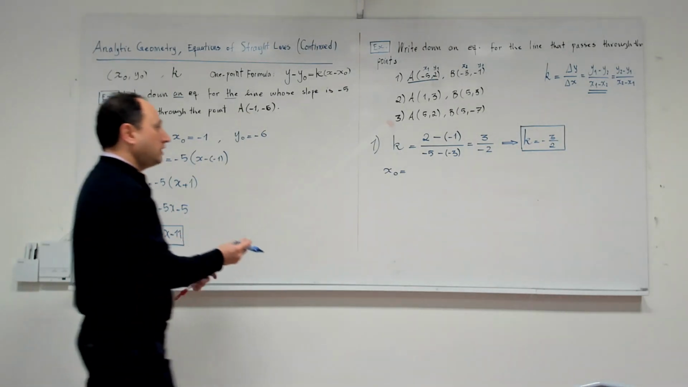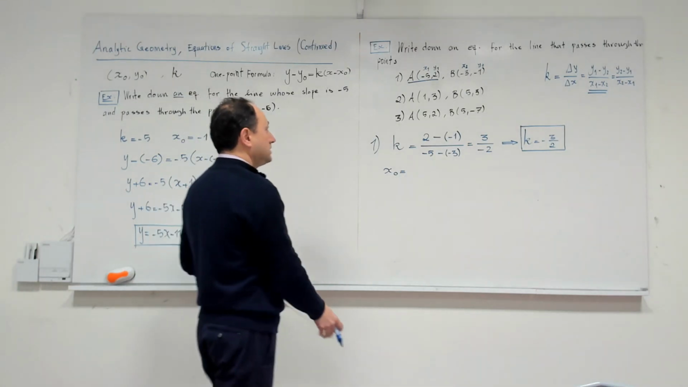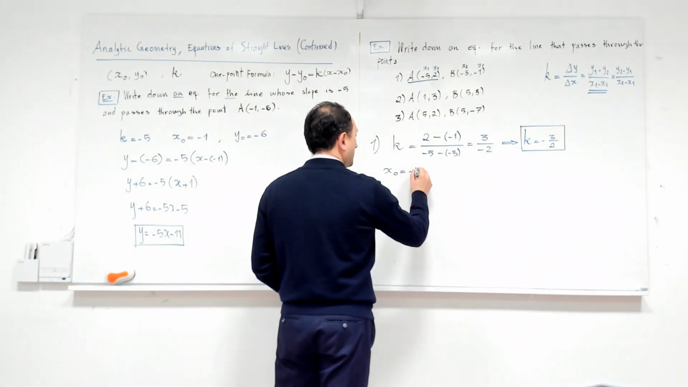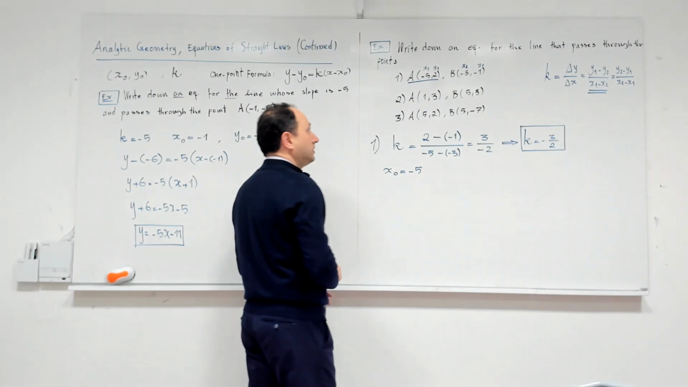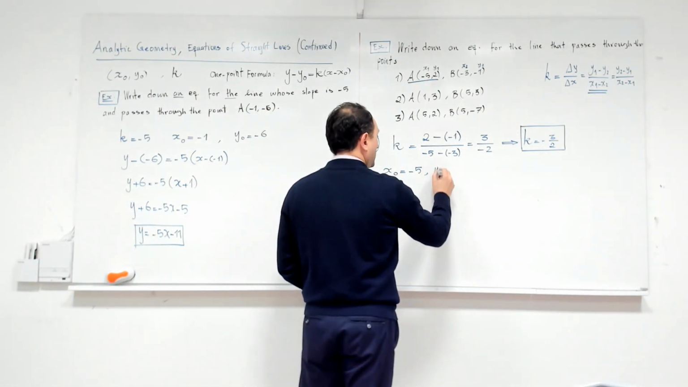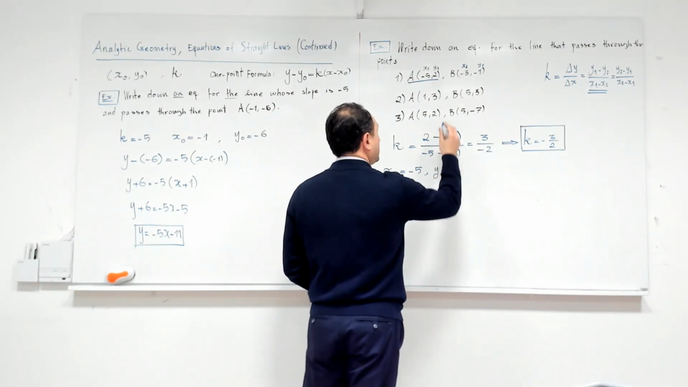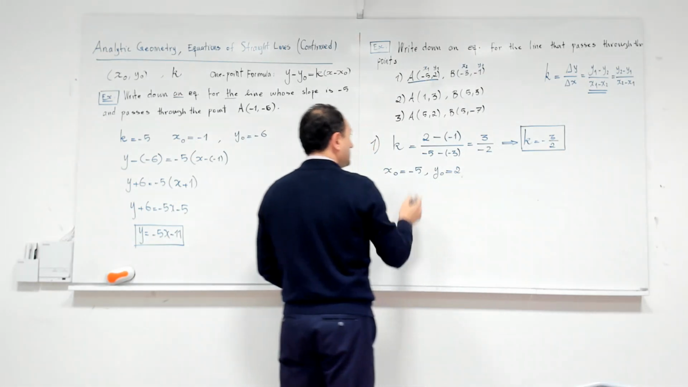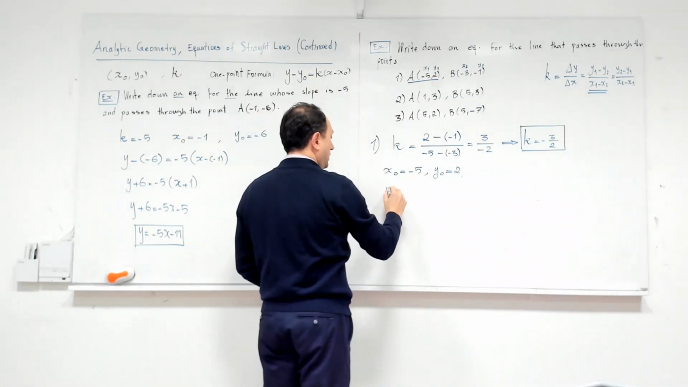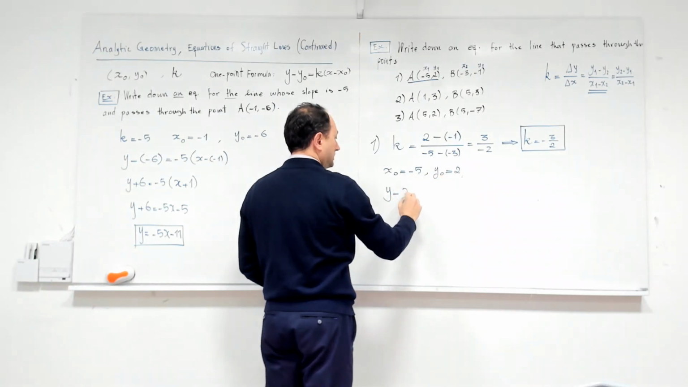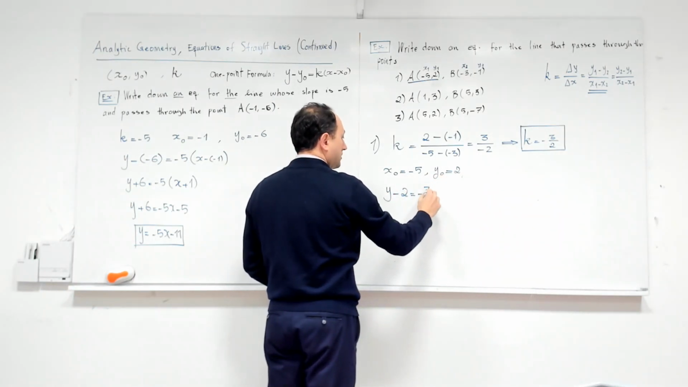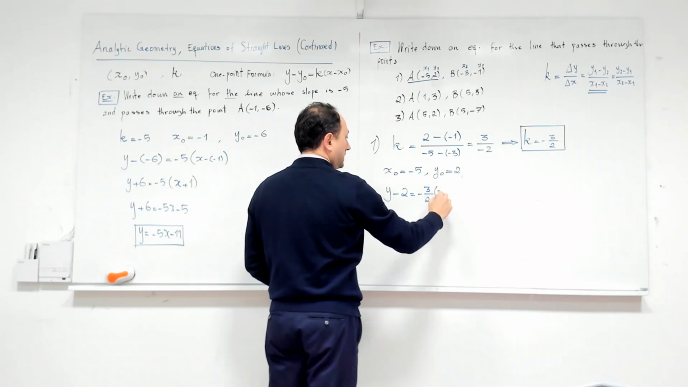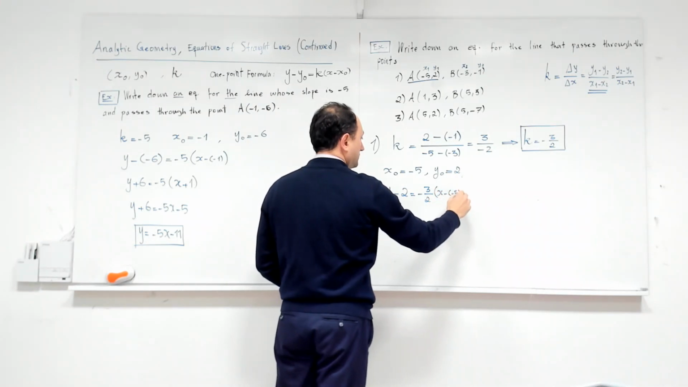So here, if I ask you in this problem what is x naught, hopefully you agree with me, that is minus 5 again. And if I ask you what is y naught, that is 2. And then we also know k. Yes? So then I have my formula. So y minus y naught is equal to minus 3 over 2 times x minus x naught, that is x plus 5.